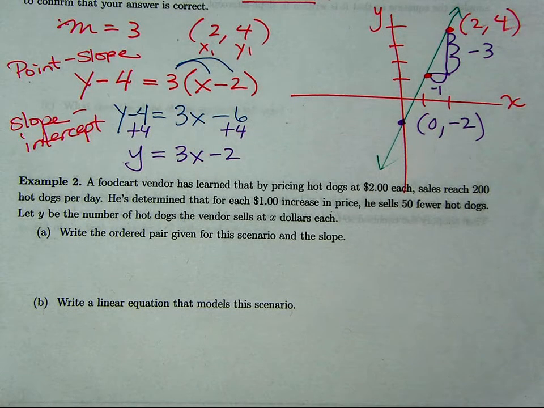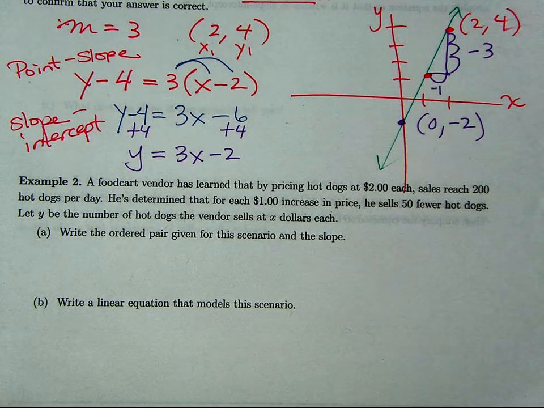A food cart vendor has learned that by pricing hot dogs at $2 each, sales reach 200 dogs per day. He's determined that for each dollar increase in price, he sells 50 fewer hot dogs. Let Y be the number of hot dogs the vendor sells and X the price in dollars each. Write an ordered pair given this scenario, and the slope.